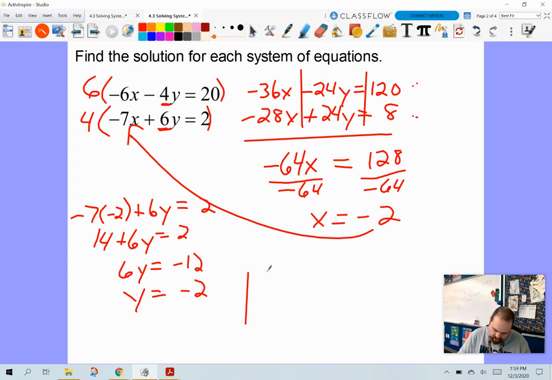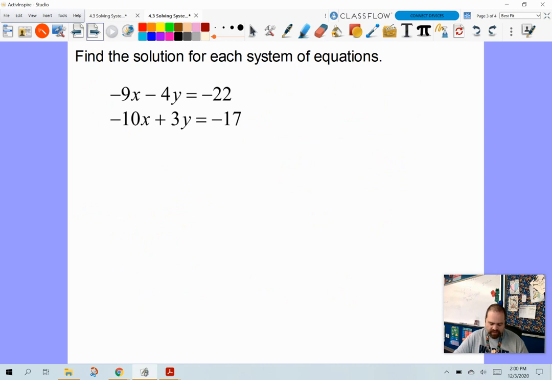So my solution, the point where these cross, what happened there? My mouse doesn't like me today. My solution is -2 from the x, -2 from the y. Okay? There are easier ways to do this if you recognize the smaller numbers. Okay? And I'll do that on this one.